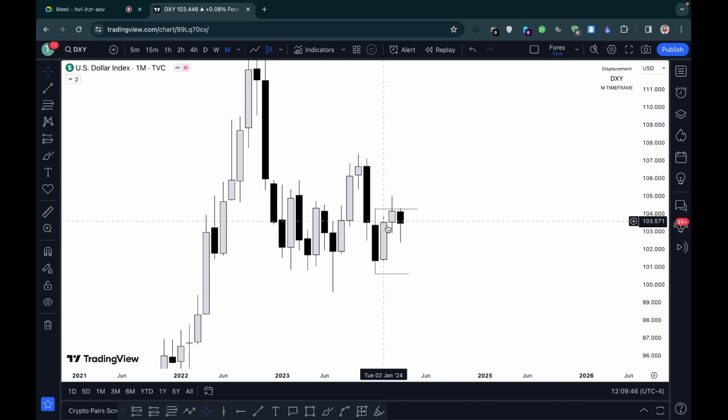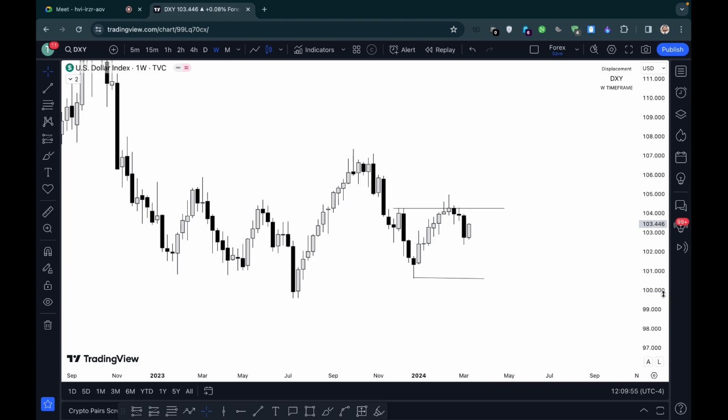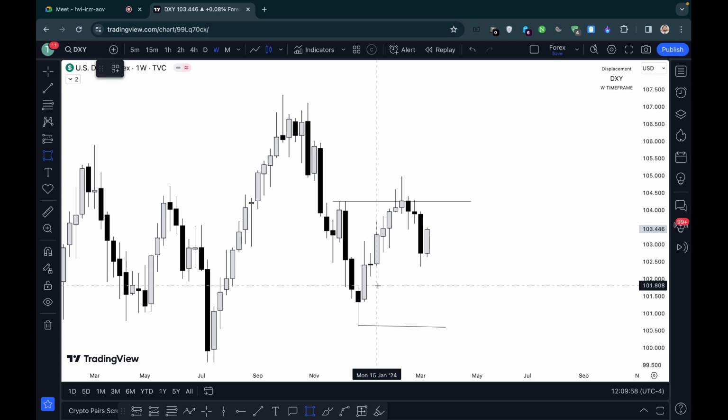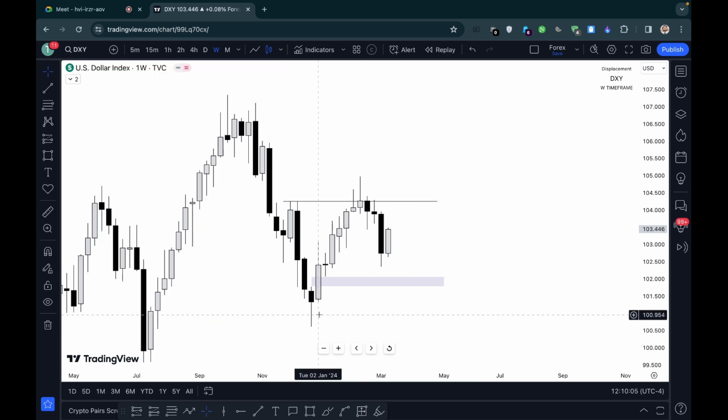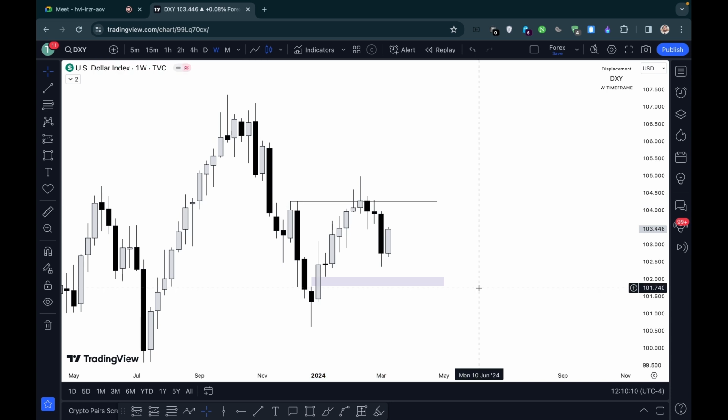Okay, and now what we can do in weekly? Let's start from the weekly. So this will be our drawn liquidity for monthly, but for weekly, the drawn liquidity will be this fair value gap. Right, this becomes my drawn liquidity for weekly. Let's not focus on this monthly drawn liquidity. Now, what do we have in weekly?